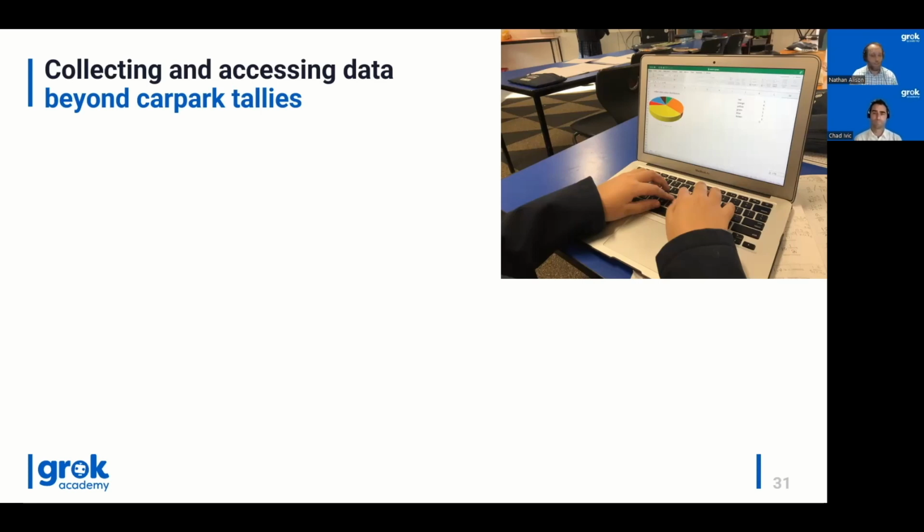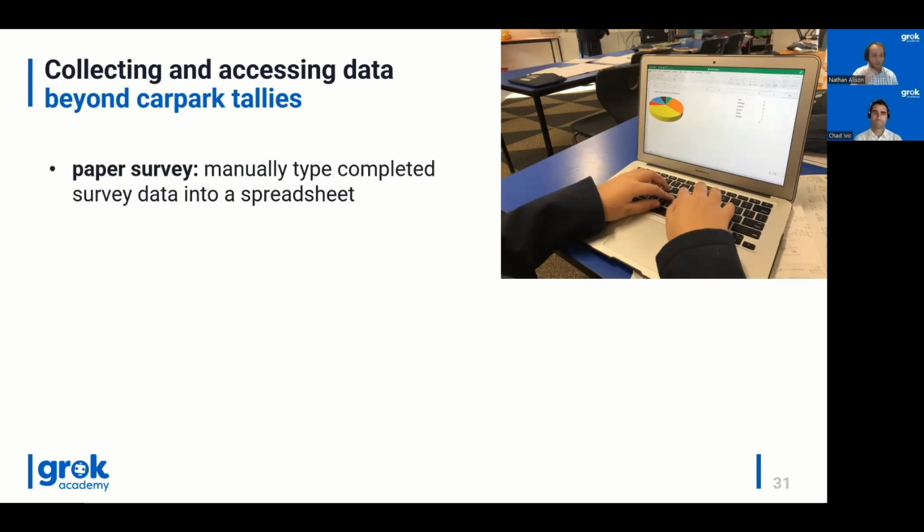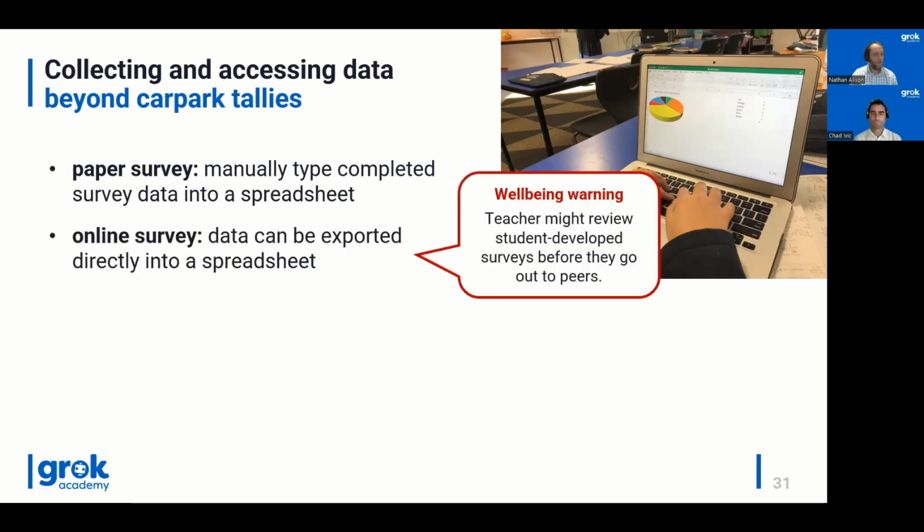In terms of bringing in some digital technologies, obviously there is the paper survey, but then you can manually type that paper survey into a spreadsheet, into Excel or into Google Sheets, to get some data into a digital solution so that you can create charts and analyze the data a little bit. It could also be an online survey. If you do it as an online survey, then the data can just go straight into a spreadsheet because it's all done digitally.